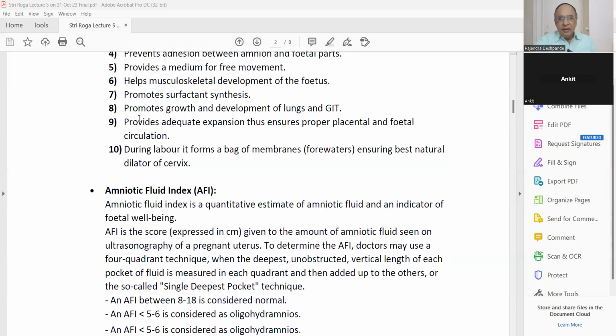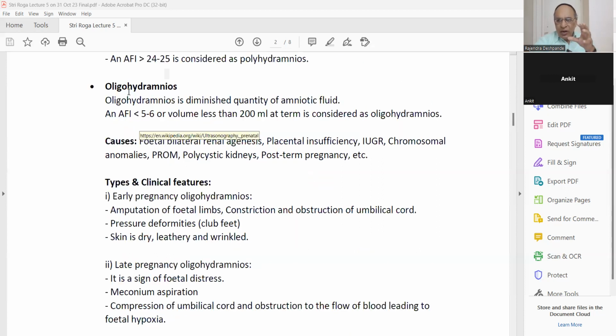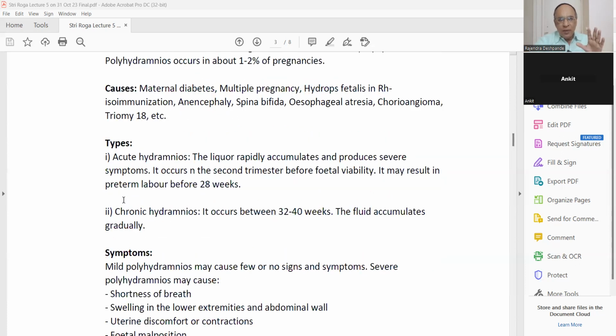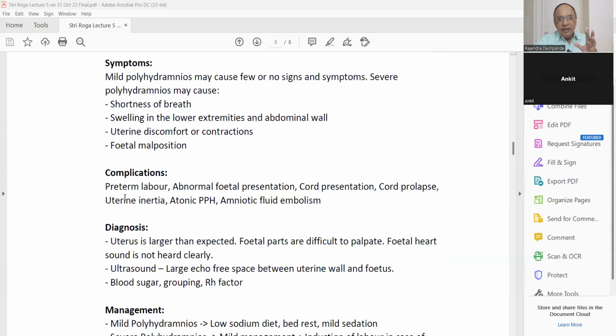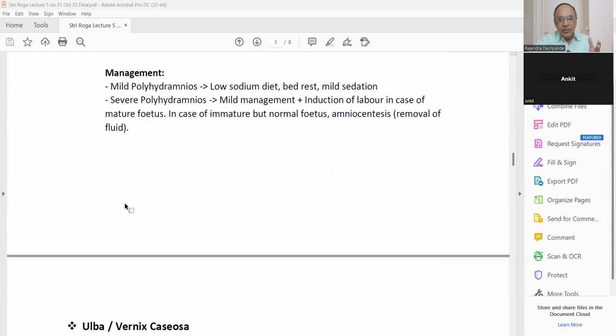Then more important are the next terms. If the amniotic fluid is less, it is called oligo. And when it is more, it is called poly. Poly means more. So these topics are the main ones of today. Then what will happen if it is in excess or less, and how to manage all these things.